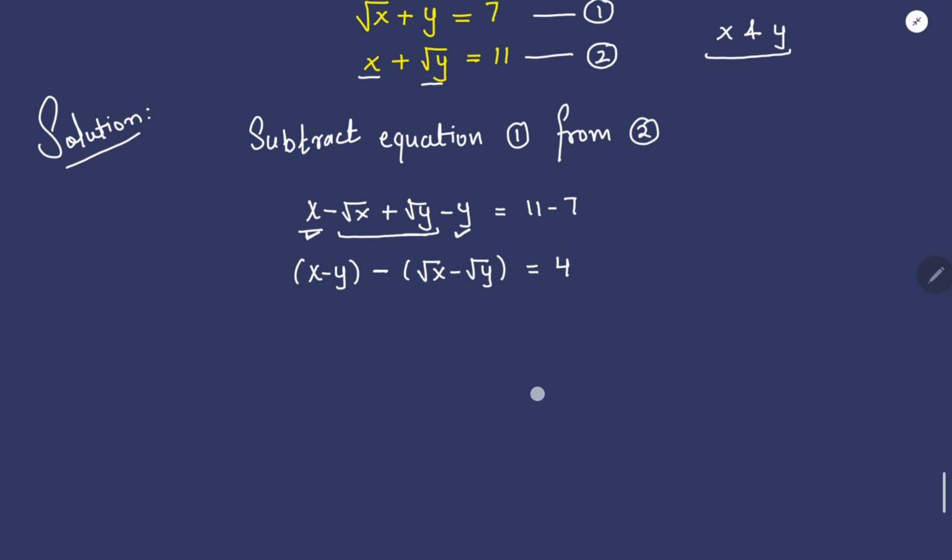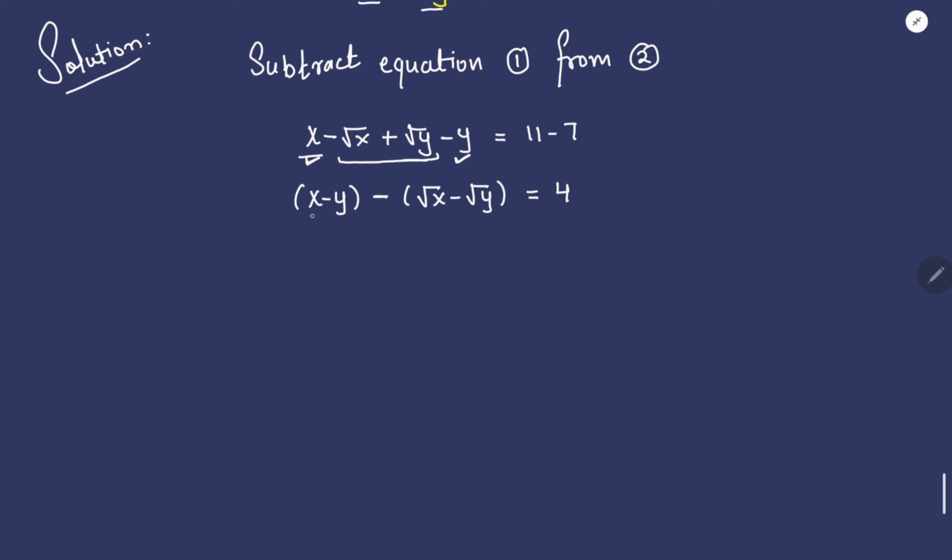Why did I do that? Because I know what x is. x is under root x whole square, right? What is y? y is under root y whole square. Under root x whole square minus under root y whole square, right? Minus this, under root x minus under root y, is equal to 4, right?